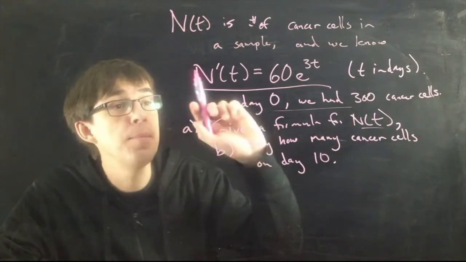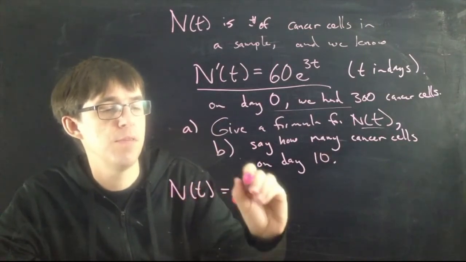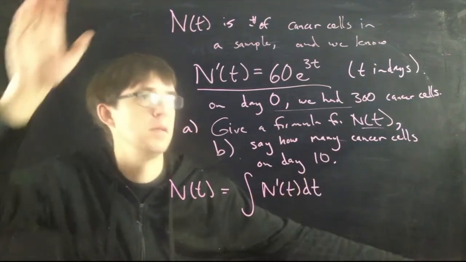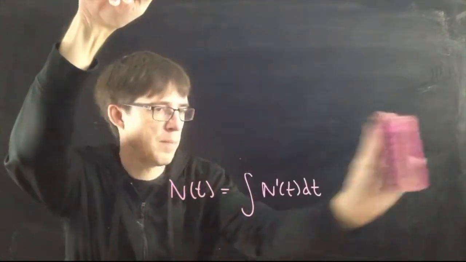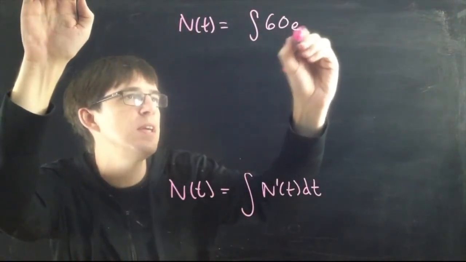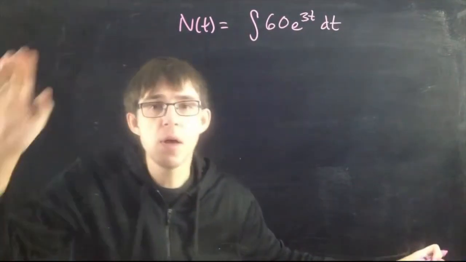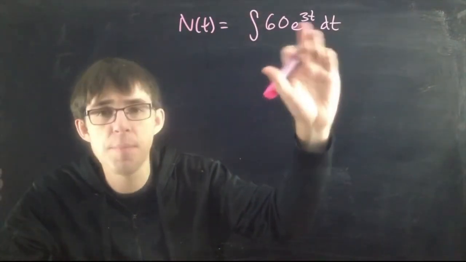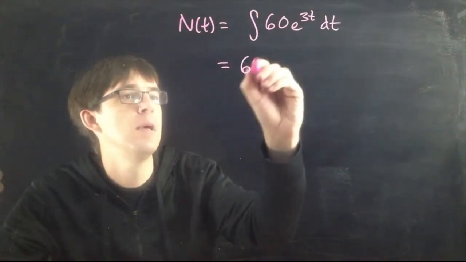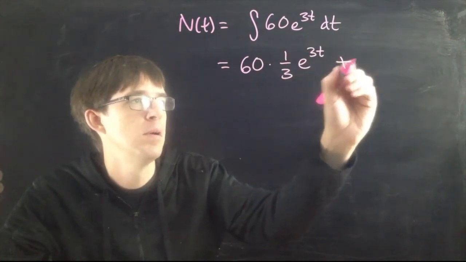So for part A, I am given the derivative. I want to find the original function N of T, so I take the antiderivative, right? N of T is the integral of N prime of T dt. N prime of T I gave you was 60e to the 3t, and I'm doing the integral of that, dt. You have to remember your rule for e to the power kx: it was 1 over k e to the kx. So this is going to become 60 stays like it is, 1 over 3 e to the 3t plus c.